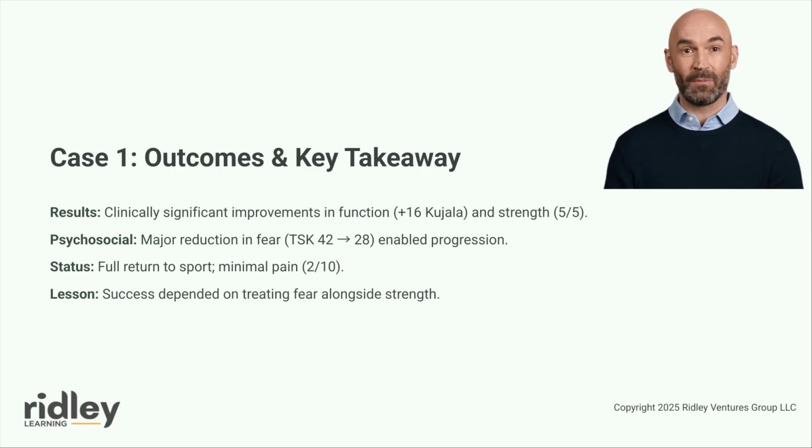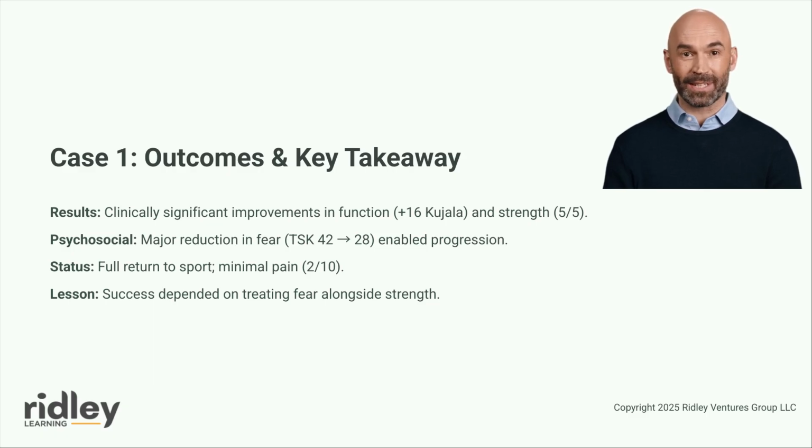Outcome assessment at 8 weeks demonstrates meaningful improvement across multiple domains. Her Kujala score has improved from 68 to 84, exceeding the minimal clinically important difference of 10 points. Her Tampa scale of kinesiophobia score has decreased from 42 to 28, indicating substantial reduction in movement-related fear. Hip abductor strength has improved to 5 out of 5 bilaterally, and dynamic valgus during single-leg squat has notably improved. She has successfully returned to full soccer practice and reports pain averaging 2 out of 10 during activity, down from 7 out of 10 at baseline.